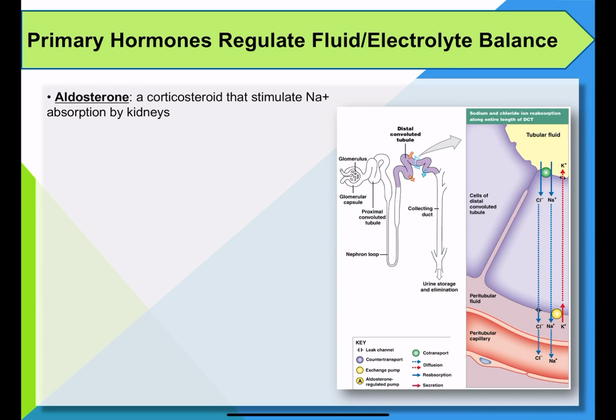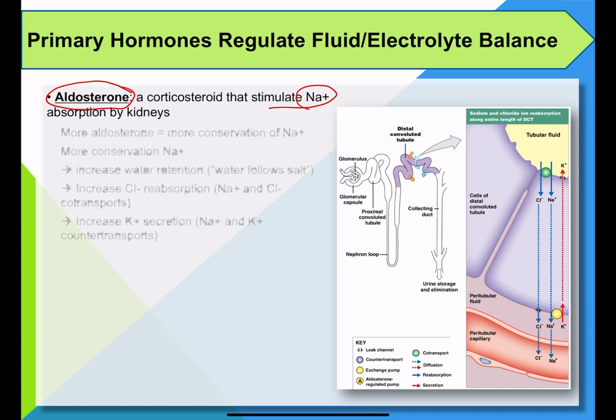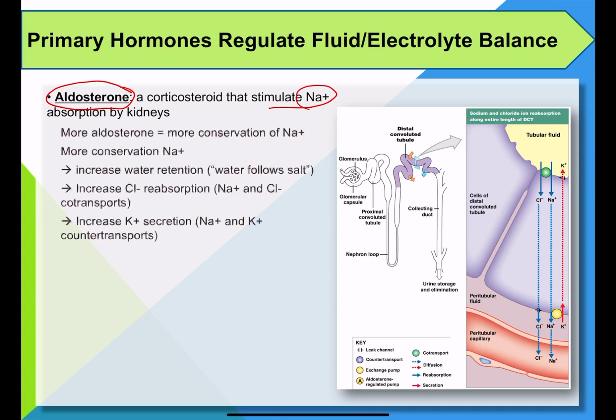All right, so the second primary hormone we mentioned in the last chapter was aldosterone, which is a corticosteroid hormone that stimulates sodium reabsorption by your kidneys. And we have already discussed the effects of having aldosterone around. We talked about how the more aldosterone you have, the more conservation of sodium ions you have. And because sodium ions is highly related to all those other ions we talked about in the urinary system, when you have more conservation of sodium, you will also increase water retention because water always follows salt.